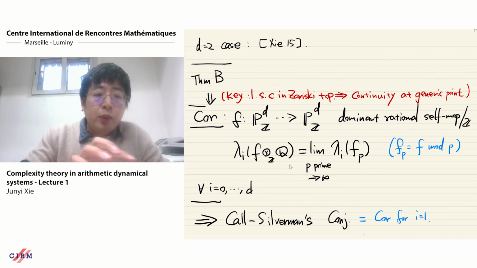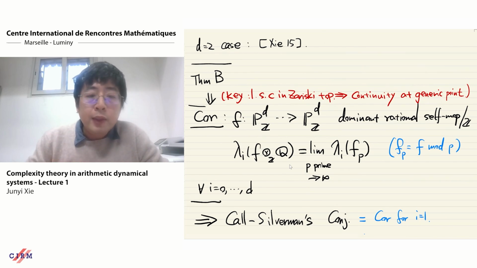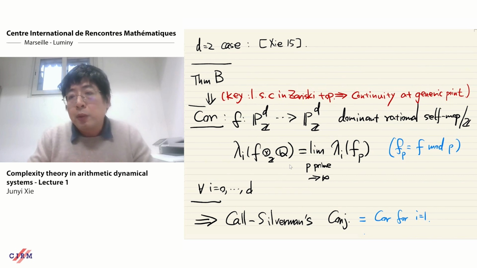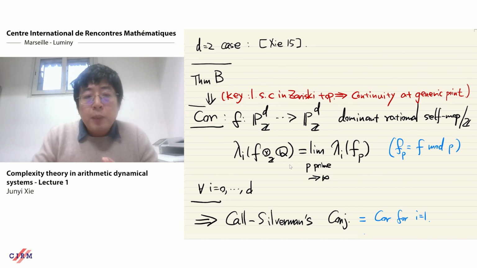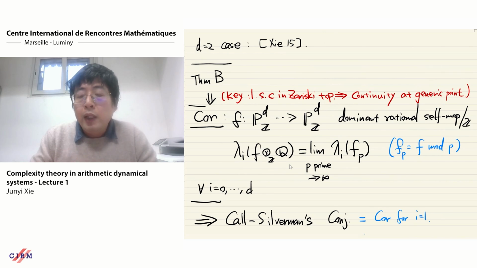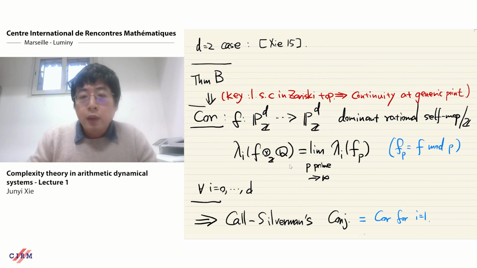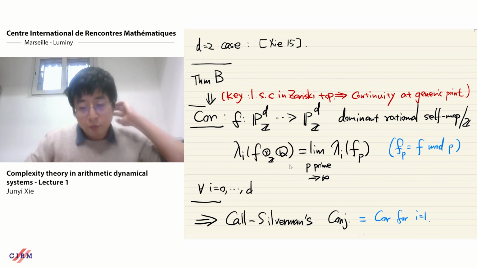From Theorem B to this corollary, I think the key point is that the lower semi-continuity in the Zariski topology is quite strong, because the Zariski topology is very weak. This lower semi-continuity in the Zariski topology in fact implies continuity at the generic point. So this corollary just says the continuity of this dynamical degree at the generic point. And if you take i equal to 1, then this implies the Call–Silverman conjecture.